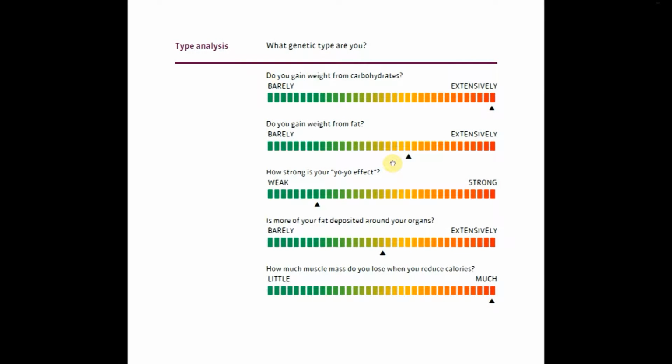We know that certain genetic variations make this muscle mass loss more severe than other genetic variations. So this is what we tested here. Depending on where your arrow is, if it's like here, it means that if you reduce your calories, if you break down fat deposits, you will also lose a lot of muscle mass, and we need to counteract this. How we do this, I'm going to explain to you later.